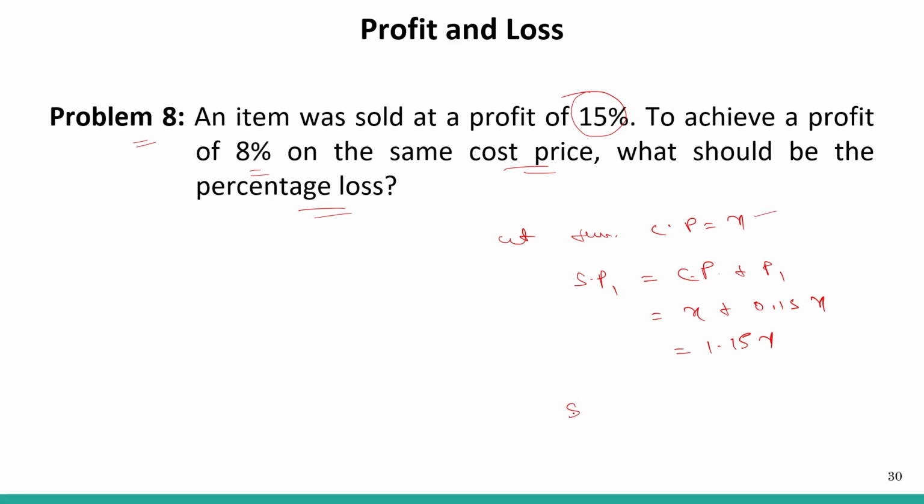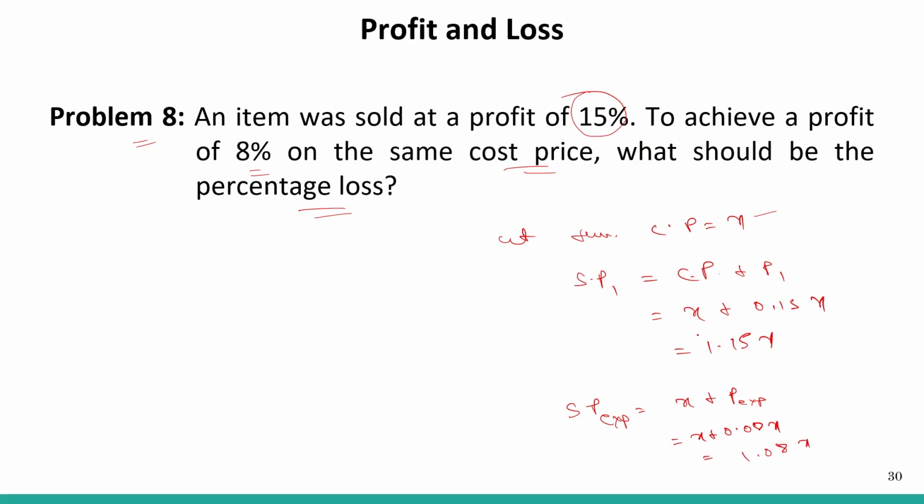So the expected SP is equal to what? CP plus the expected profit, that is X plus 0.08x. So it will be 1.08x. So this much selling price we need.